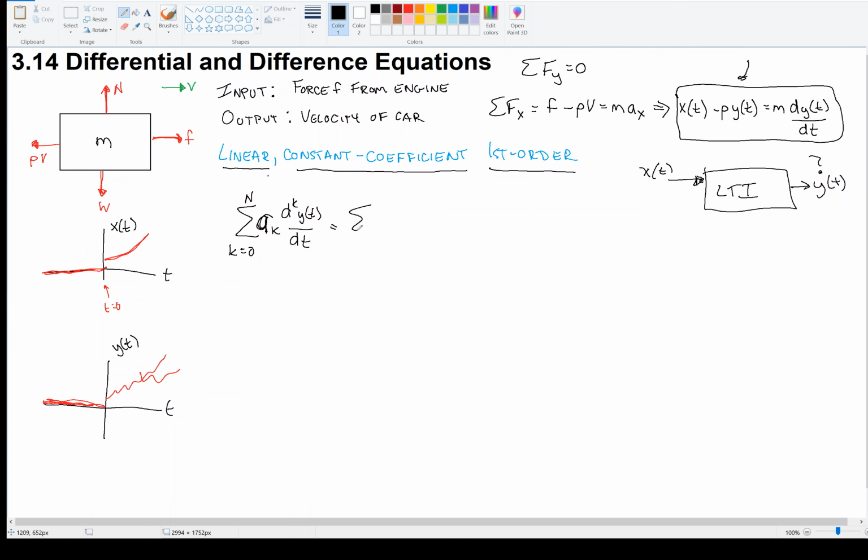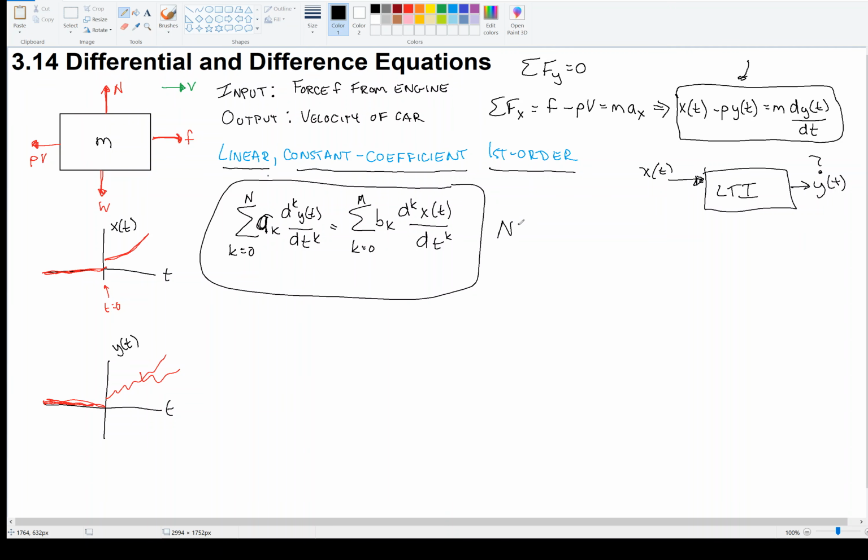equals the sum, k goes from 0 to m, of b_k d^k x of t. Okay. So in general, this is an nth order linear constant coefficient differential equation.